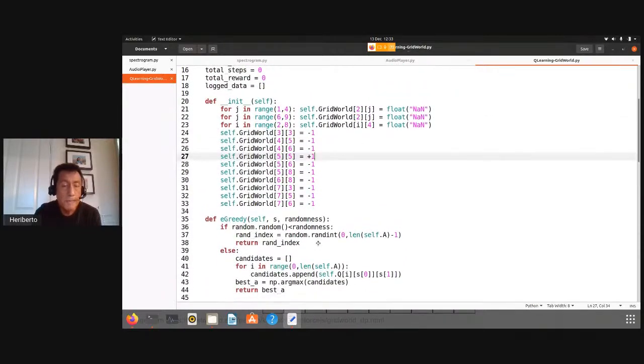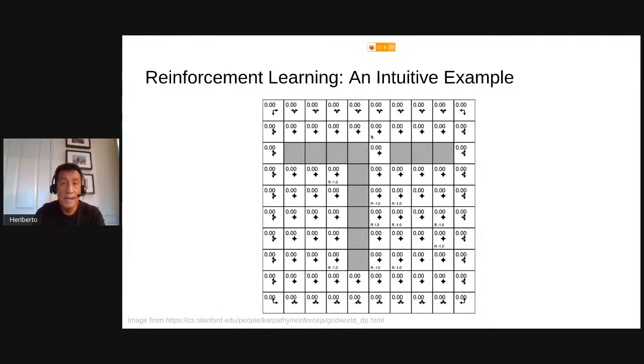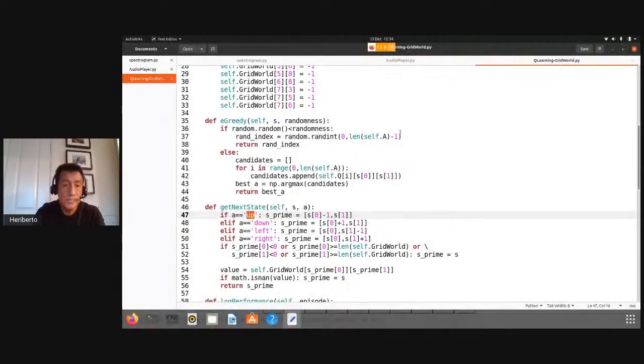I have a function that will choose an action sometimes randomly and sometimes using the best values. I have a function that also gives me the next state. Given an action, it will give me the next coordinates. For example, if I'm here and I choose right, then the next state will be this one.